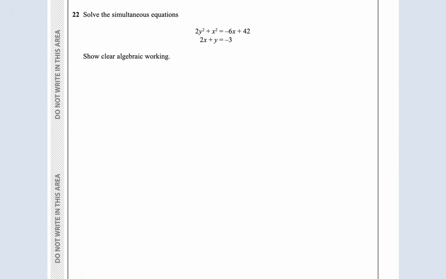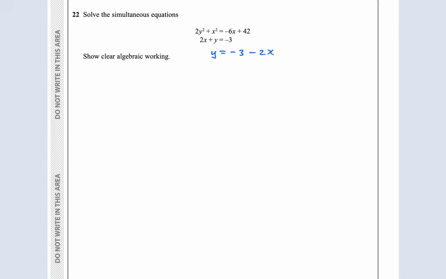Question 22. Solve the simultaneous equation. Show clear algebraic working. Okay, so first step, guys, is to take the linear one, the one without the squares, and write it as, or change the subject to either y or x. It's easier to change it to y in this question, guys, because you won't have any fractions. So I just basically subtract the 2x from that side.